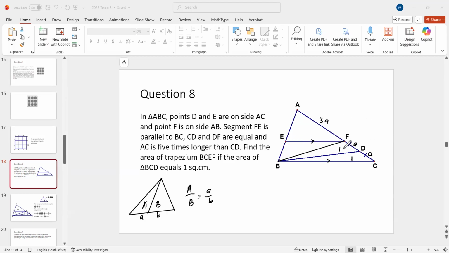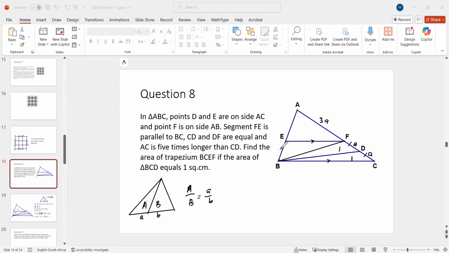The other thing is, this whole thing here is 2. So this entire thing here is 3, because this is 2A, 3A. So the ratio from this to this is 2 over 3. So if this is 2, ABF is 3. Okay, that's quite useful to know.